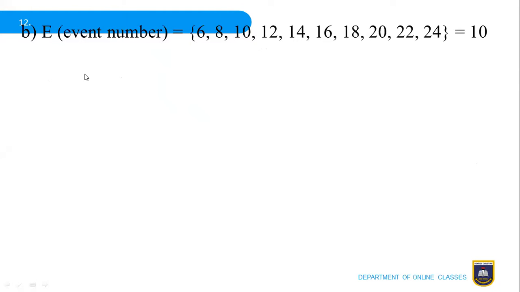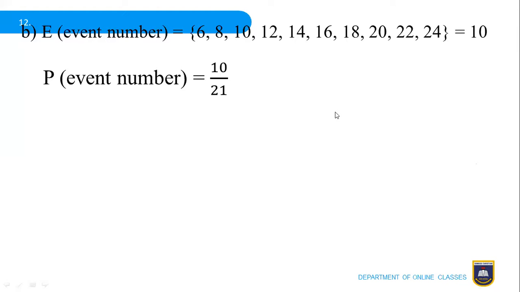The next question, we want to find the probability that the number is even. We need to select all the even numbers from the set. The even numbers are 6, 8, 10, 12, 14, 16, 18, 20, 22, and 24. So the probability that the number is even will be equal to 10 over 21, because if you count them from 6 up to 24, we have 10, and that will be over the 21.